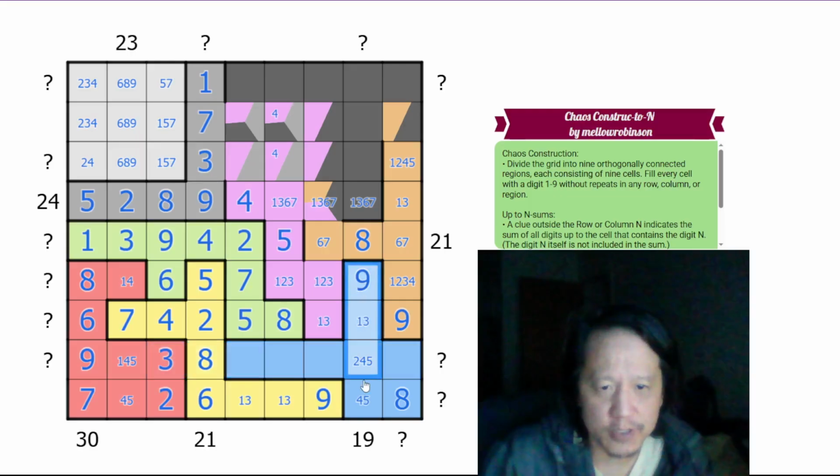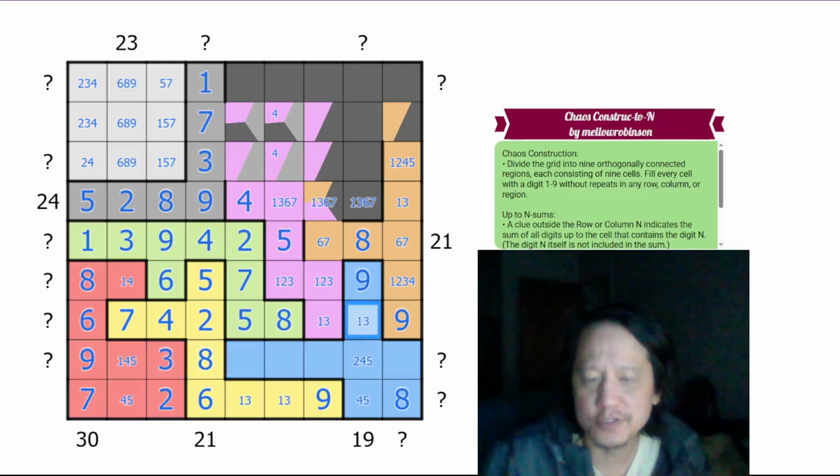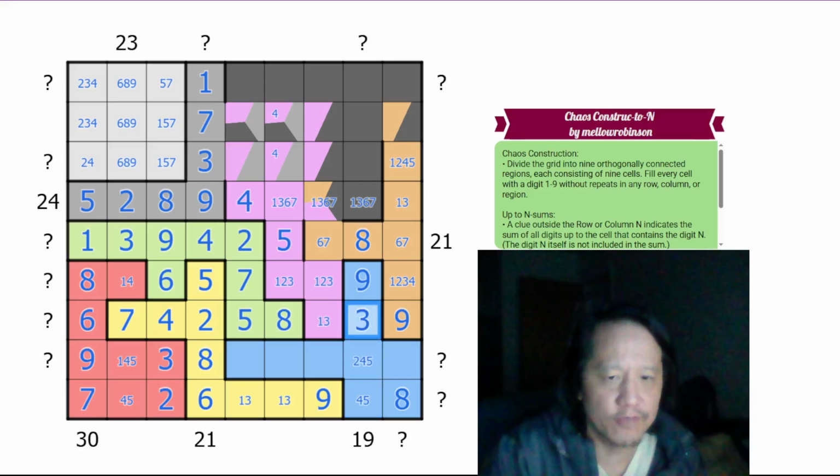Where is 3 in the blue region? It has to be here. So this is 3, which can't be with 4 and 3 to add up to 10. It has to be with 5 and 2. That means this 5 eliminates 5 here. This is 4, which eliminates 4 here. So this is 1, which eliminates 1 and 4 here. So that's 5.